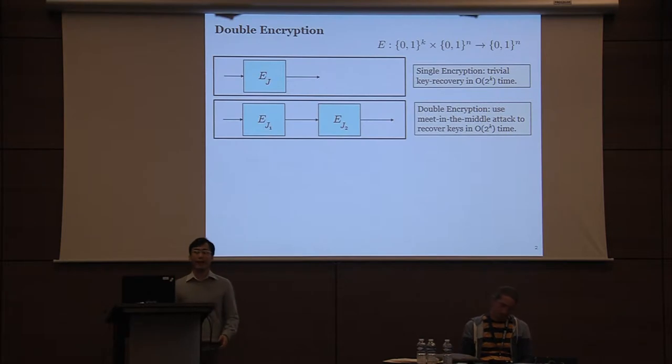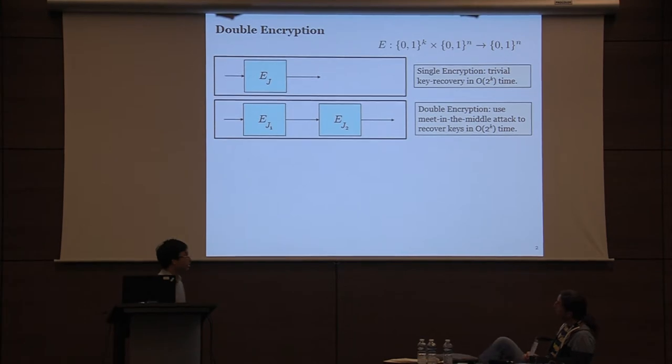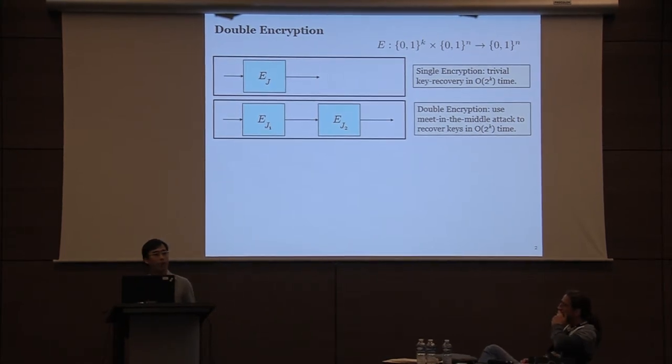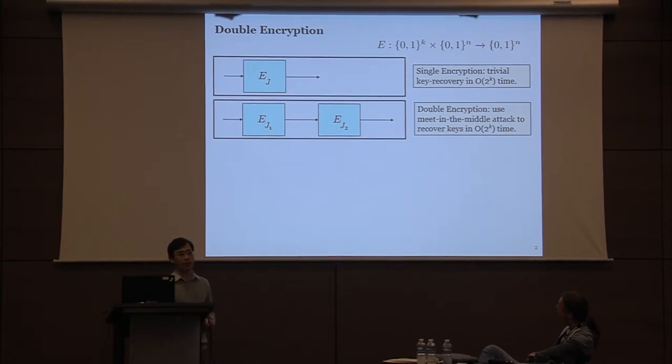The problem that I'd like to present today is the security of double encryption. So you'll know that if a block cipher E has key length k, then it is vulnerable to a naive key recovery attack of 2 to the k time. A plausible way to increase the effective key length without tampering with the underlying block cipher is to use the double encryption construction. However, one can still use a meet-in-the-middle attack to recover both keys within 2 to the k time.